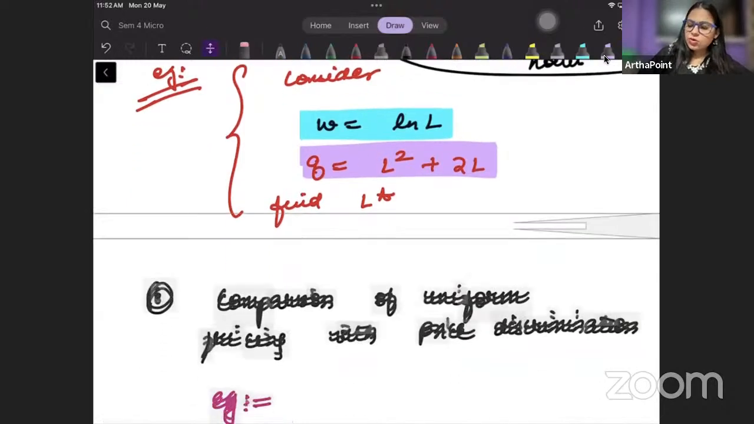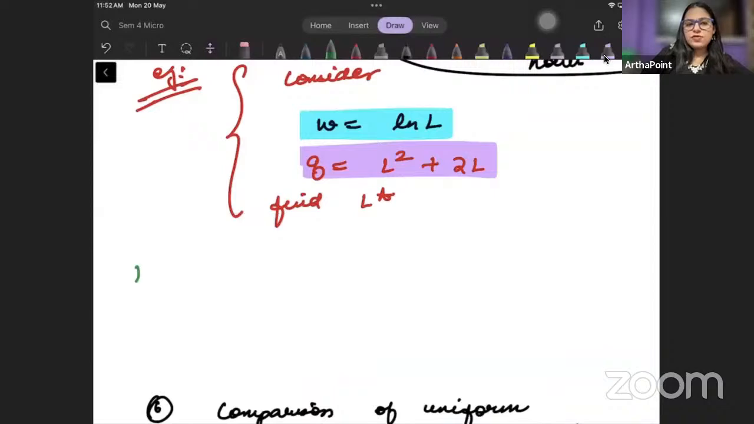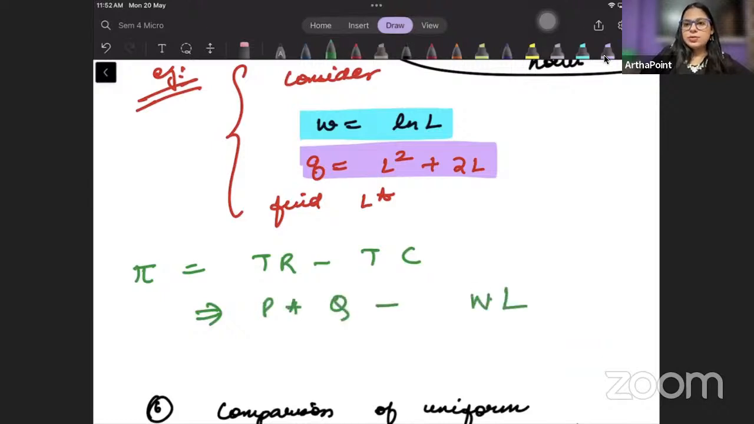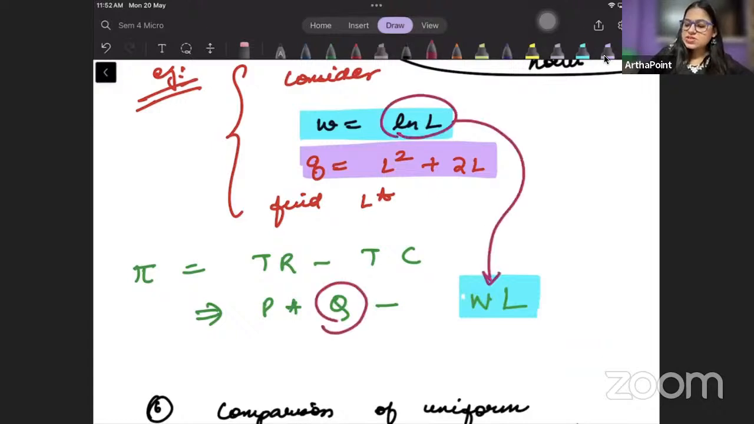तो कुछ नहीं करना होगा. You need to just go ahead and make a profit function. Profit function will be total revenue minus total cost. Total revenue is price into quantity. Total cost will be just WL. Here, this is the trick. That total cost is the wage paid to the labor. Now, wage is also a function of labor. So you will plug this here. Quantity is also a function of labor. You will plug this here.